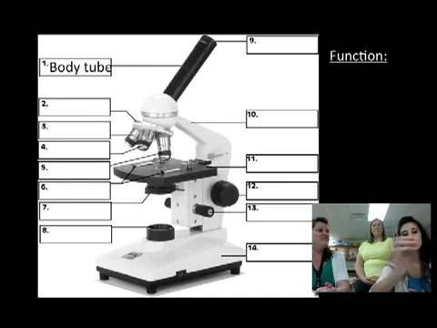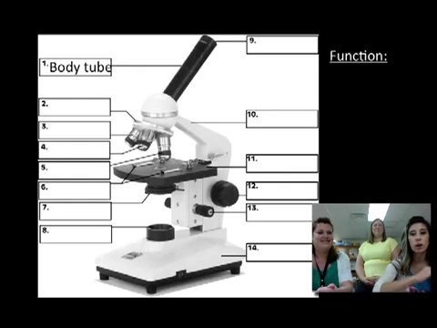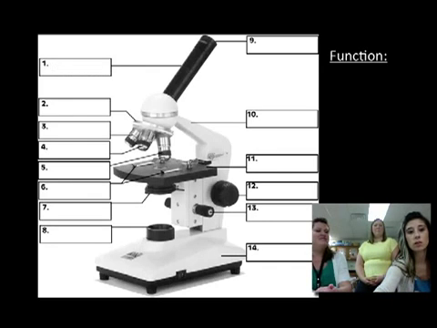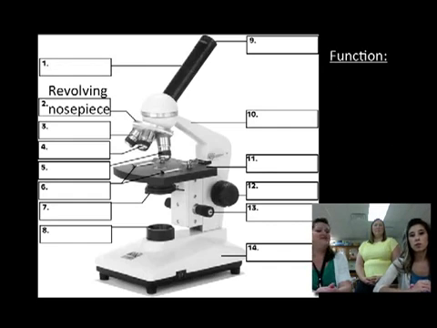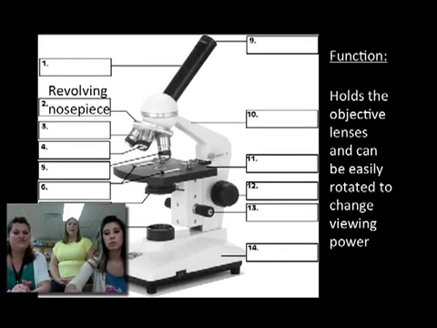All right, now we're going to go through the functions of and the parts of the microscope. So first we have the body tube, and that's number 1. This portion is what connects the eyepiece to the objectives. The second one is the revolving nosepiece, and its function is to hold the objective lenses so they can be easily rotated to change the viewing power.